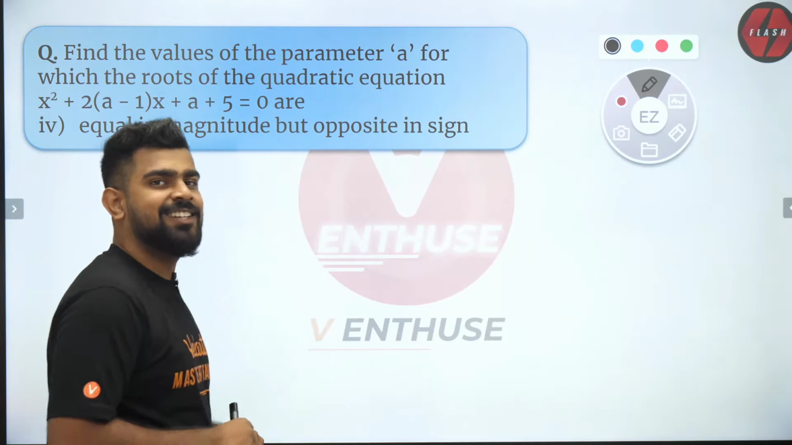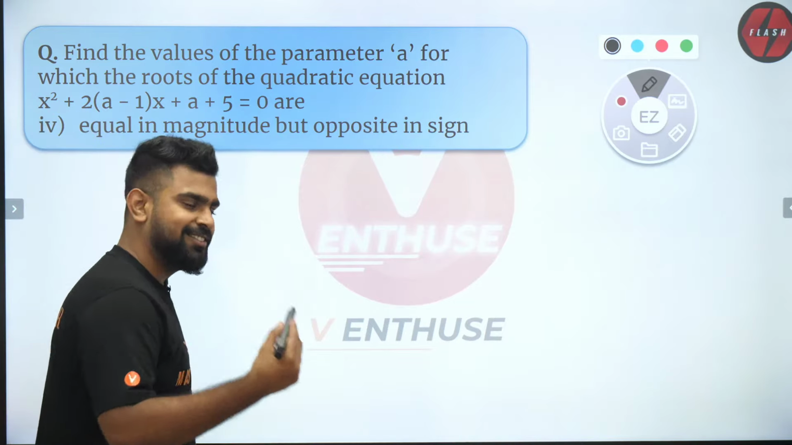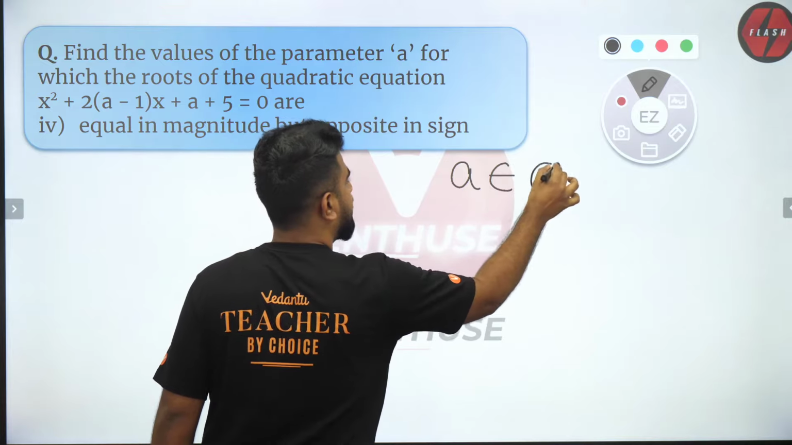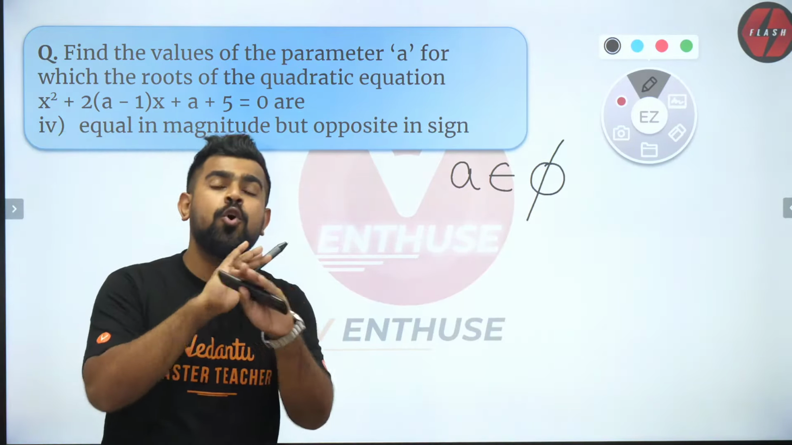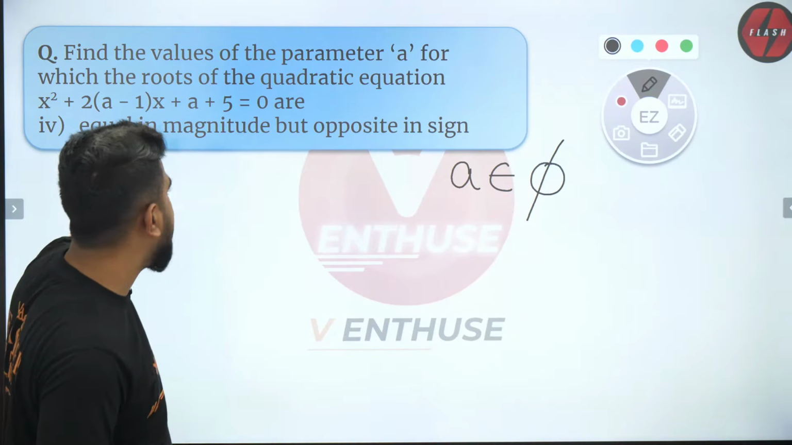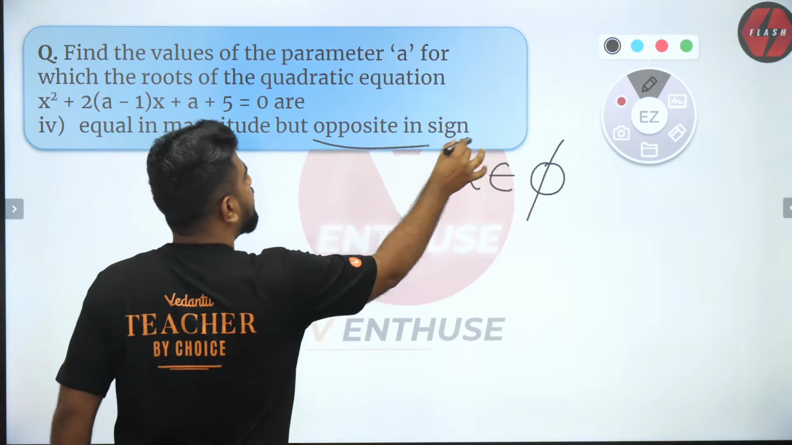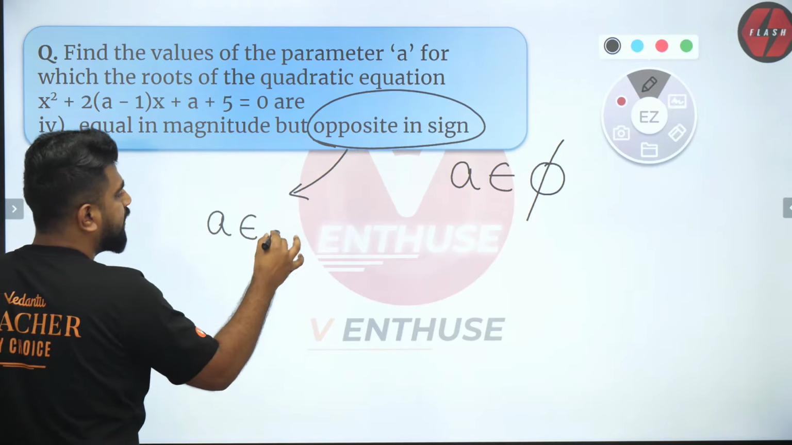So the answer is the joke that we had yesterday. It is null set. There is no value of a parameter for which this happens. Why? First of all, opposite in sign, just now we did. We got the answer as a belonging to.